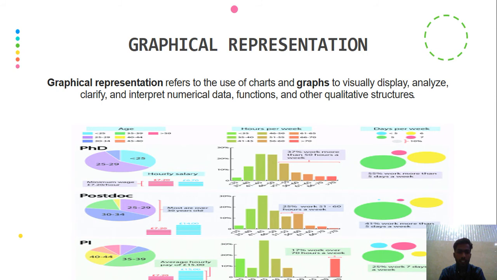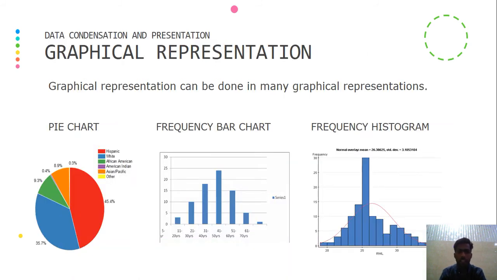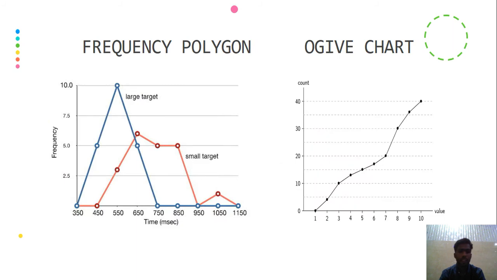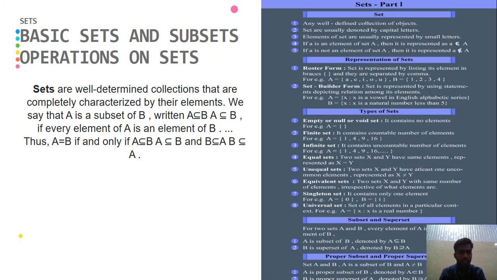Graphical representation. Graphical representation refers to the use of charts and graphs to visually display, analyze, clarify, and interpret numerical data, functions, and other quantitative structures. Graphical representation can be done in many forms like pie chart, frequency bar chart, frequency histogram, frequency polygon, or ogive chart.